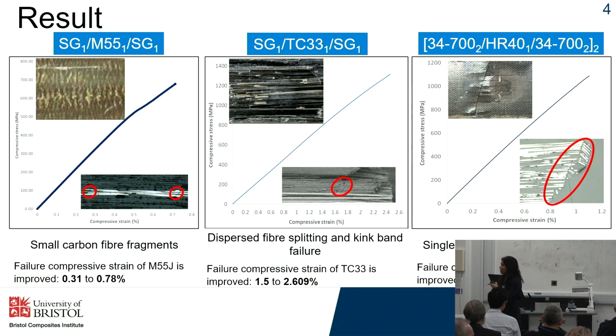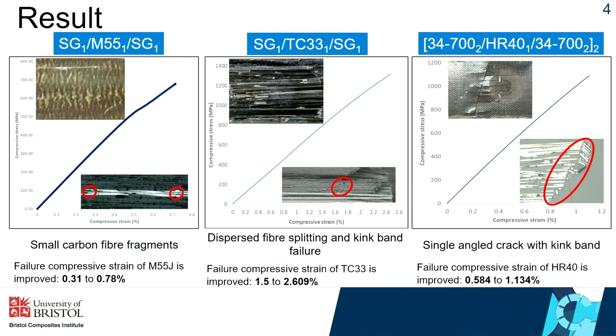In the middle of the presentation, you can see the failure characteristic of TC33 hybridized with S-glass. As you can see, the trend is nonlinear as well, but the failure is fiber splitting, delamination, and kink band in this material. And the failure strain is improved from 0.5% to 2.6%.